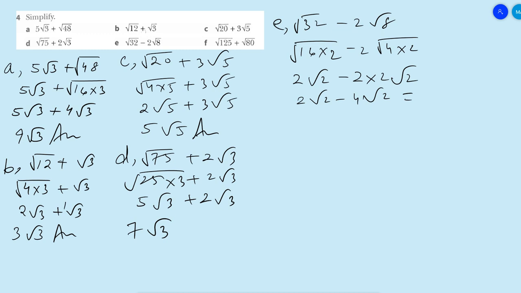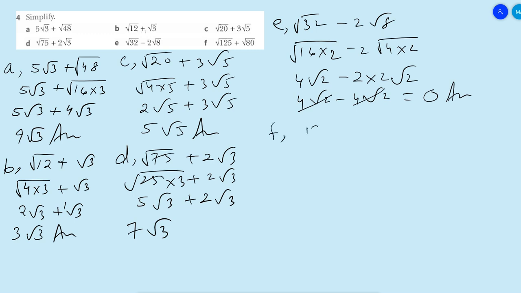Kindly wait, I will check again. Sorry, square root of 16 is not 2. Square root of 16 is 4. This is my mistake. Kindly ignore. Teacher can also make mistakes. So 4 root 2 minus 4 root 2. Answer is nothing other than 0. 0 is the answer of part E.